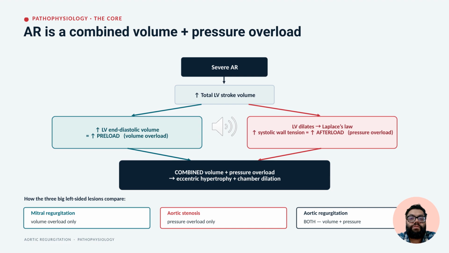The comparison strip is worth memorizing verbatim. Mitral regurgitation is volume only, stenosis is pressure only, and AR is the one lesion that is both, which is precisely why its ventricle eventually grows enormous and then gives out.